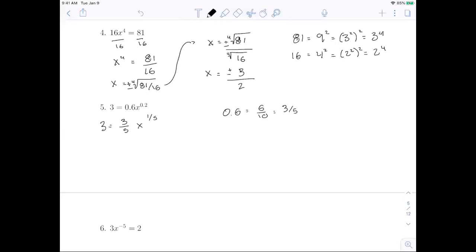Up here, we could have done the fourth root first. And then divided by 16, but here it seems like I should probably get rid of this guy first because I don't know what the fifth root of that is. And 3 and 5 are both prime, so I'm pretty sure they don't reduce to any nice fifth root.